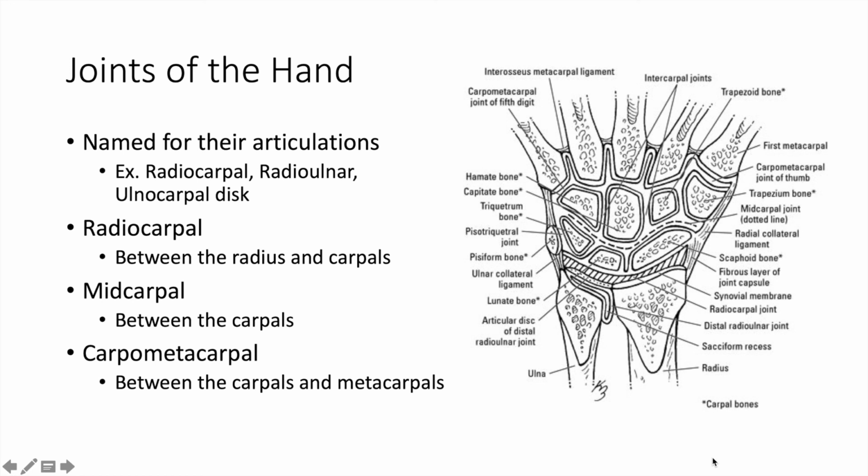Joints of the hand. So going in between each one, they're named for their articulations. Radiocarpal, radioulnar, ulnocarpal, it's named right there, radius carpal, that means wrist. So radiocarpal between the radius and the carpals. Midcarpal between the carpal bones. All those bones that we named. Carpometacarpal between the carpals and the metacarpals.